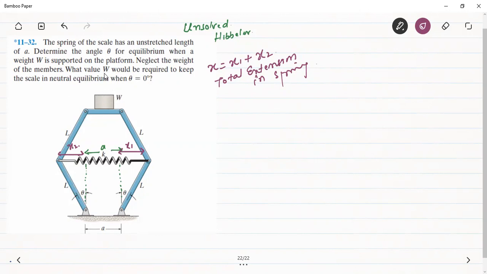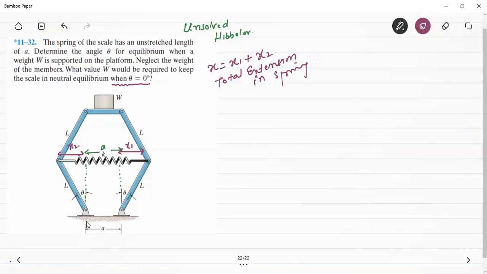Okay, what would be the value of W required to keep this scale in the neutral equilibrium? So we have to see what is the value of W. Okay, what should be the value of W such that the system is in neutral equilibrium when theta is equal to 0 degrees. Okay, so this is the question. Therefore we have to find the value of W here.